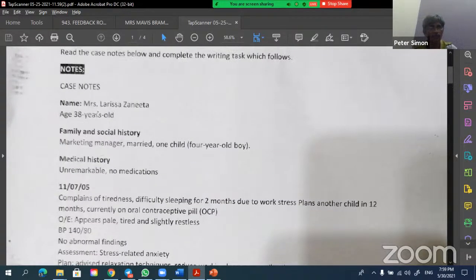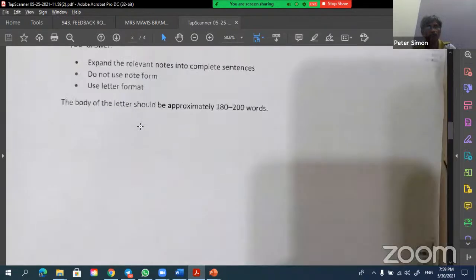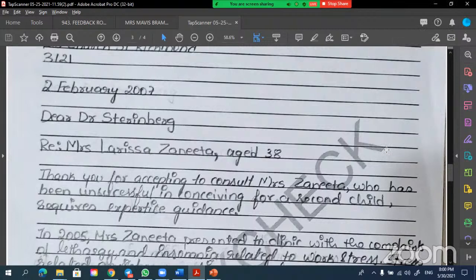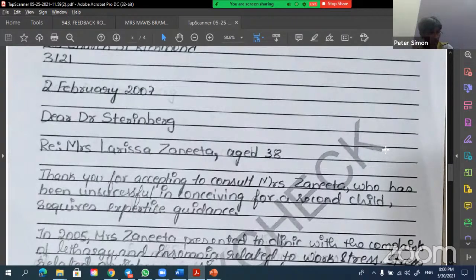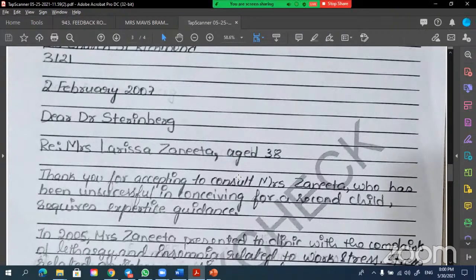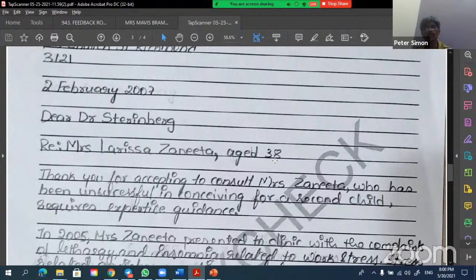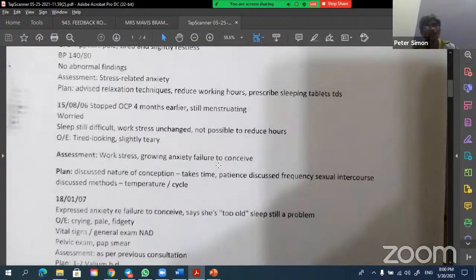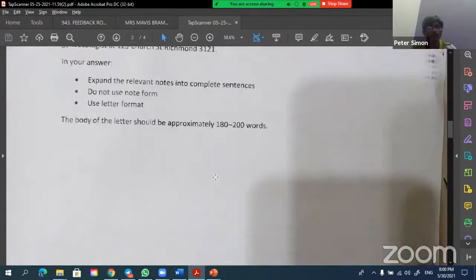Larissa Zanita. Okay, the problem is unsuccessful in conceiving for a second child. A second child. My God. How many second children can she have, yeah? Only one second child. So the second child. Okay, and S is looking like R. Okay, fine. No problem. We are here to learn. No worry.